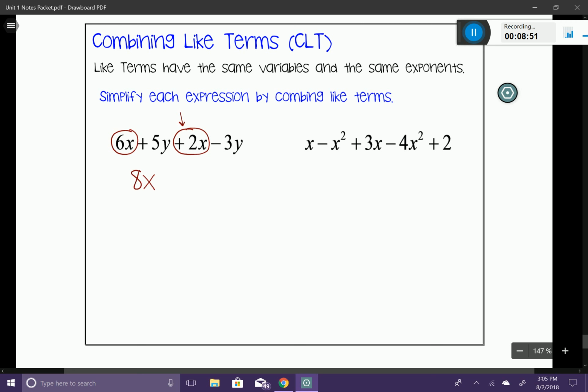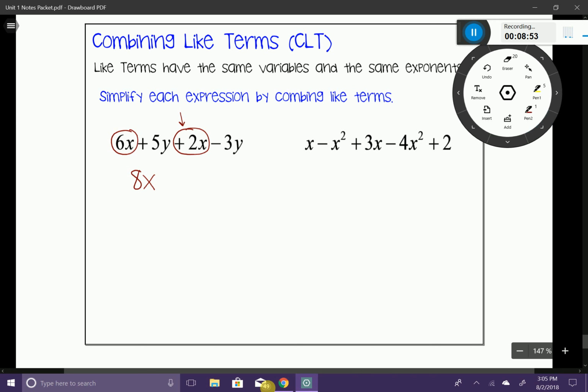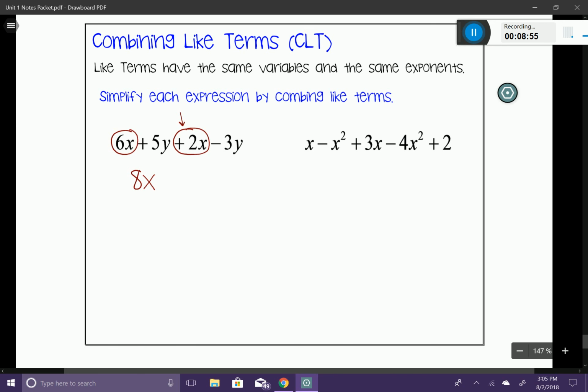Now, I can grab another pen color if I like, and I'm going to circle other like terms. So I have positive 5y. And I have negative 3y. The y's have the same last name. So I'm just going to combine them using the operations in front. So I have positive 5 minus 3. That's going to leave me with a positive 2y. So what I did there was I combined all the terms that were alike to give me 8x plus 2y.